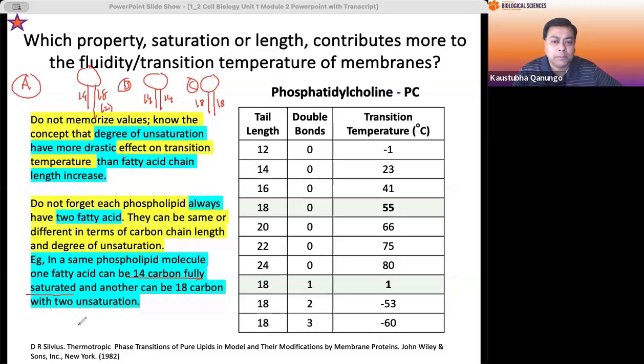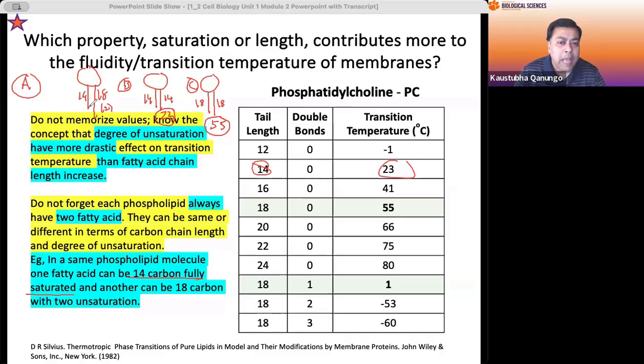So say, for example, that this is your 14 carbon length. I'm just randomly saying that suppose the transition temperature for this one is 23 degrees Celsius. Well, the thing is that I'm just picking it up. It is not that it is right here. You do not have to memorize these things. Now, if it is an 18, suppose this is 55. This is your 55. This is the longest one. So that's what it is.